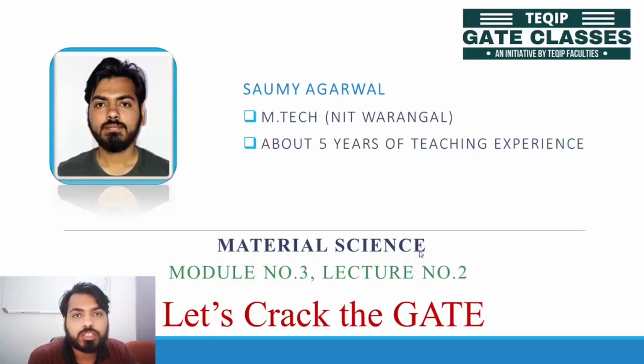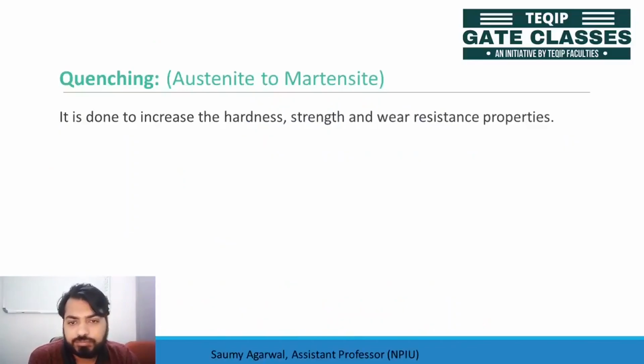This is the second lecture of module number 3, and we will continue from the first lecture that we have seen, annealing and normalizing in the heat treatment process. In this lecture we will discuss the quenching process, the tempering process and some of the surface hardening processes. Okay, so let's crack the GATE.